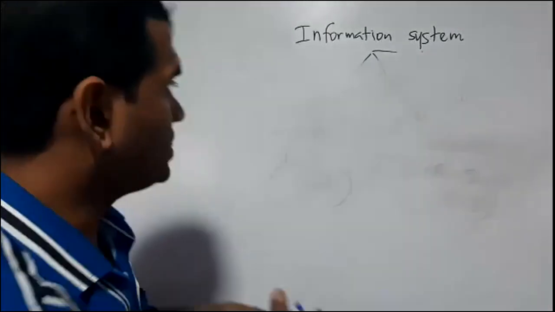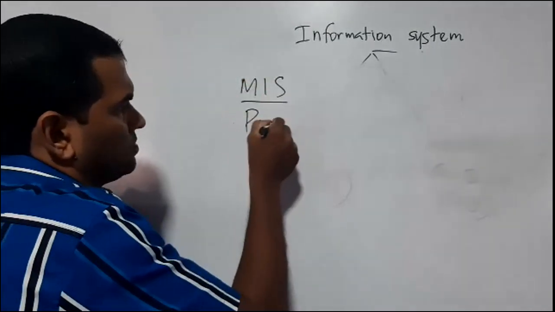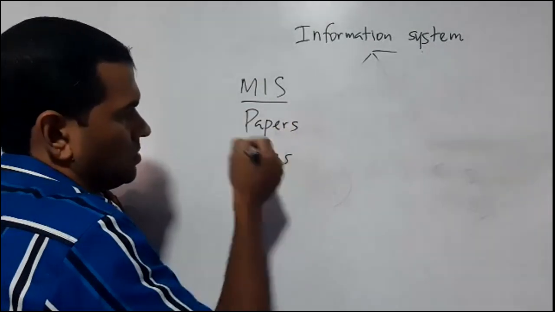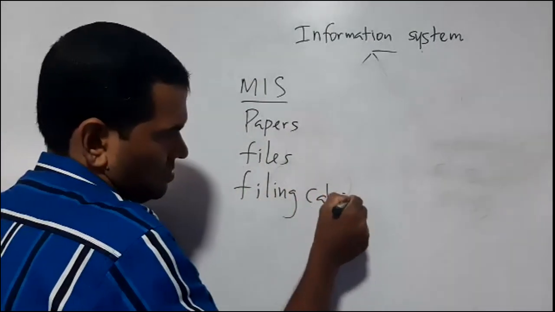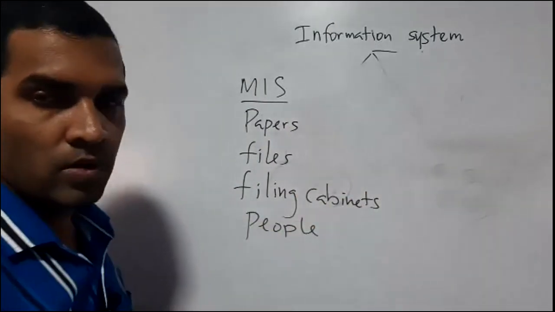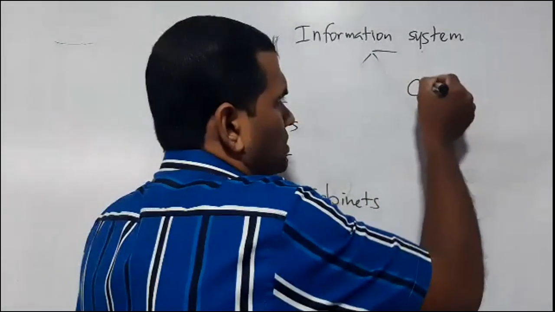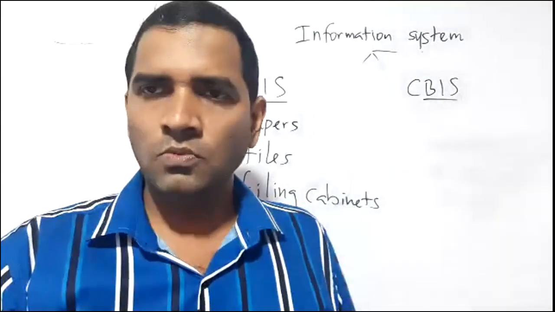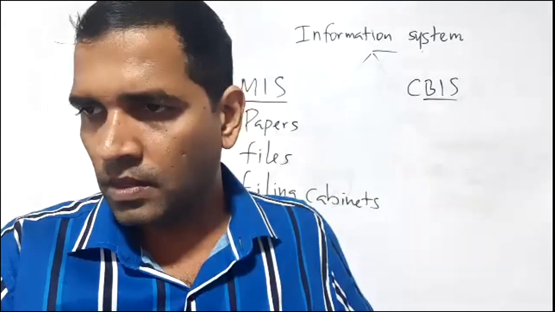So in a manual information system, we have papers, files, filing cabinets, and of course people. These are the important components in a manual information system. Right. Even a computer-based information system also has components. Can you give me some of the important components found in a CBIS? I want some.